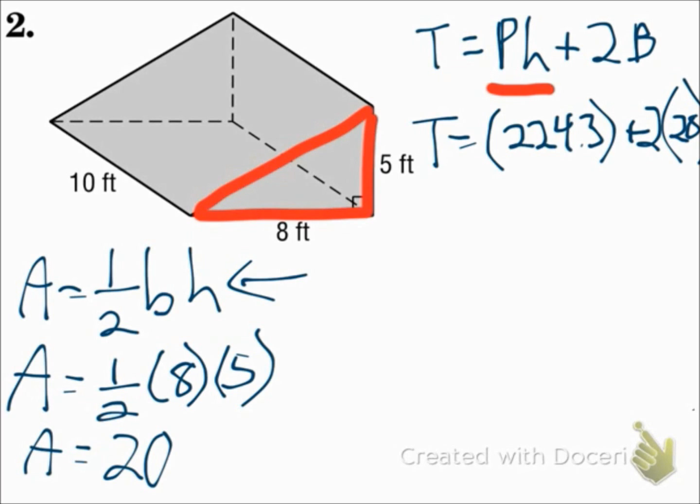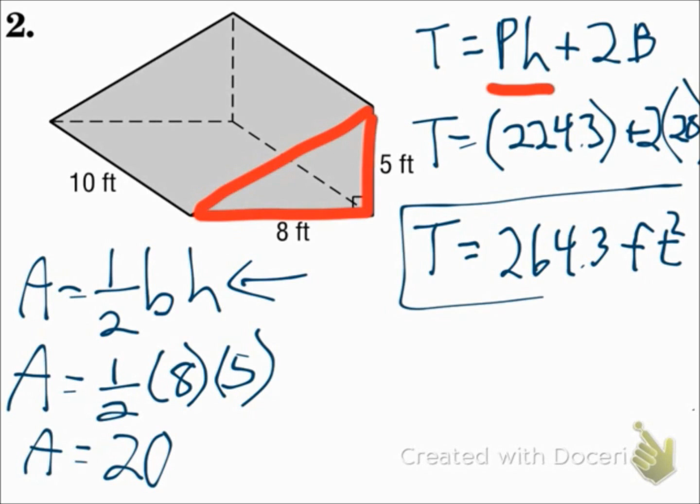So when I put all that together, the total surface area is going to be 264.3 feet squared. So use your lateral area right there, and then 2 times the area of the base.